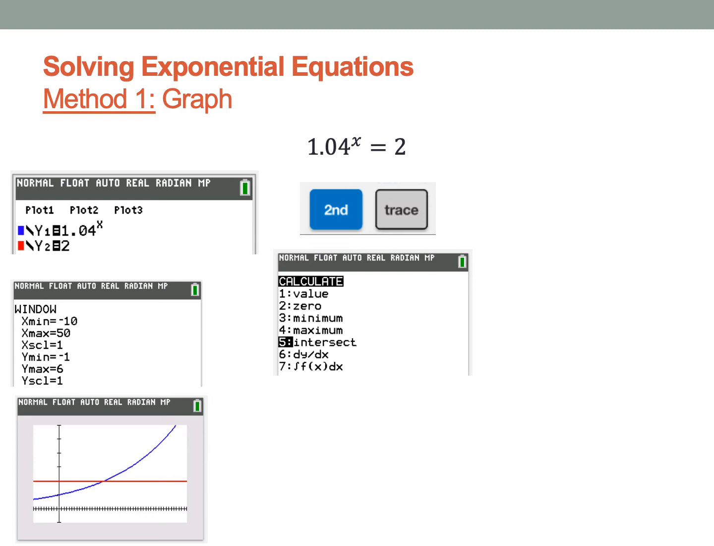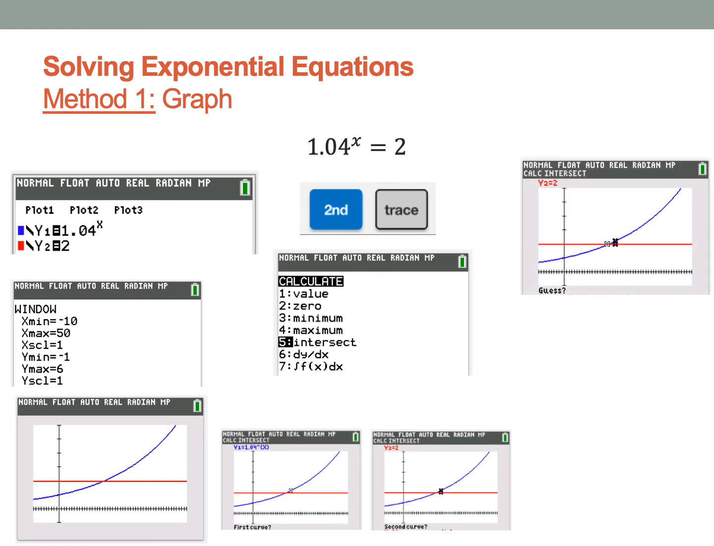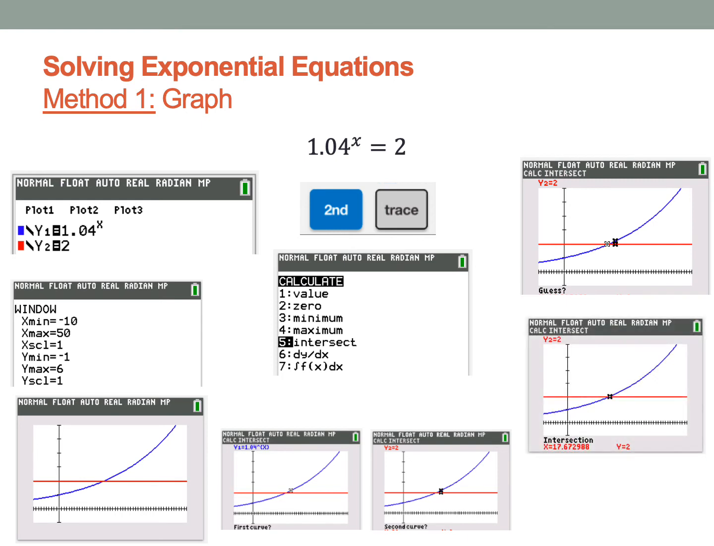To find the point of intersection, you press second trace, and then you get this screen. You go down to 5, which is highlighted there, to intersect. It's going to ask you a couple of questions. First curve, you press enter. Second curve, you press enter. The next question it asks is to guess, so you move your cursor as close as you can to the point of intersection and press enter again. Then it will tell you the point of intersection: x is 17.672, y equals 2. Remember, the x value is your answer.